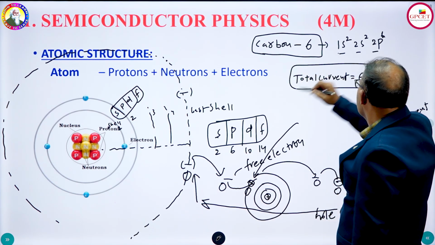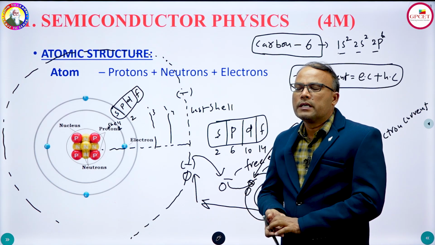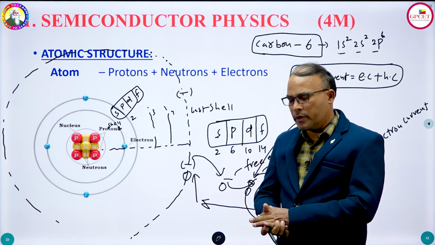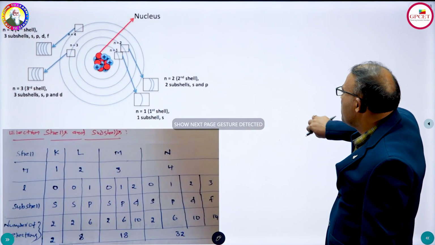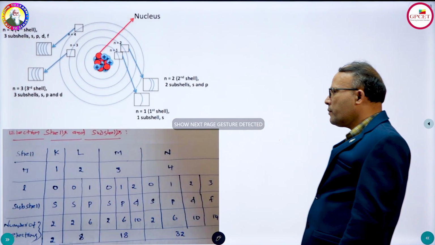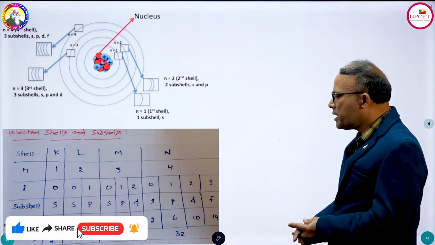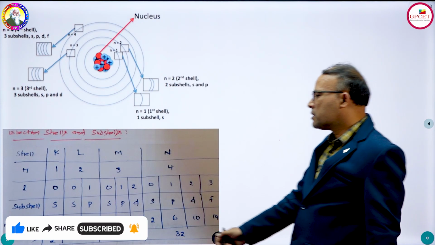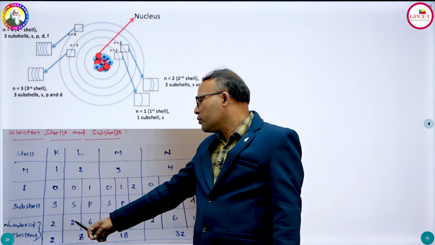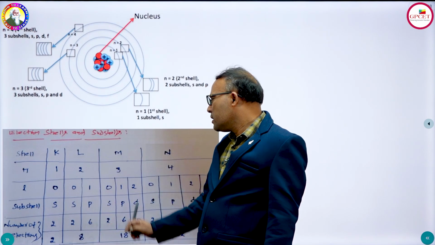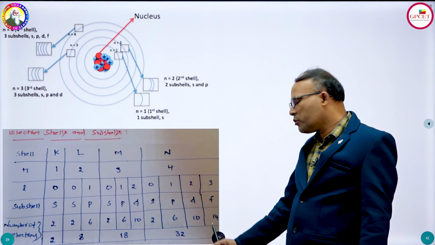So this is how current is generated in atomic structures with the help of electrons revolving at the outermost orbit. Now let's go to another topic. We have just seen the subshells S, P, D, F and the electrons occupying them. In the nth shell, again 2 electrons in S and 6 in P. In the mth shell, 2, 6, 10: D is occupied by 10 and F is occupied by 14.